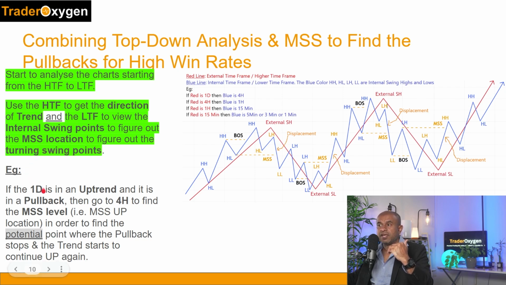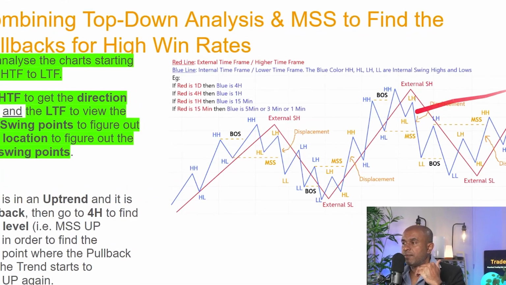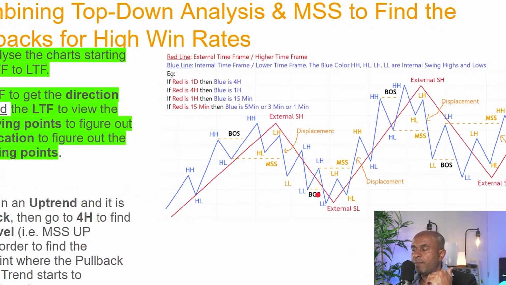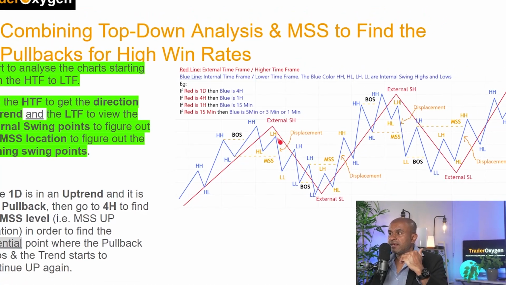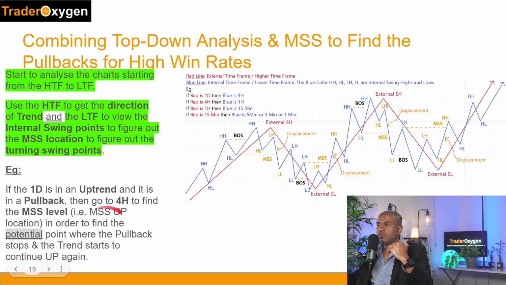Okay, for example, if the daily is in an uptrend, right? Daily red color is in an uptrend, and then if it's in a pullback, let's say during the pullback of the daily, you will go to the 4 hour and look for the market structure shift. If you see the market structure shift, that potentially confirms the pullback is over, and then you can start buying again in these 4 hour locations, because your daily uptrend has again started. Okay, let's see another example.